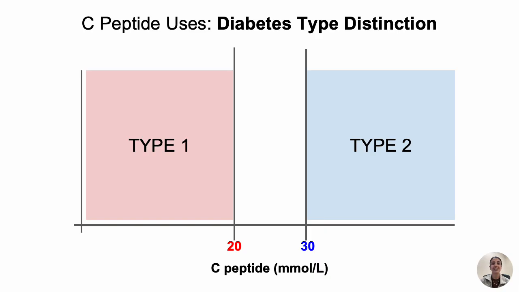Firstly, it can help us classify diabetes as either type 1 or type 2. Studies have shown a plasma C-peptide cutoff of less than or equal to 0.2 millimoles per liter is indicative of type 1 diabetes, and of greater than or equal to 0.3 millimoles per liter in the fasting or random state is indicative of type 2 diabetes.